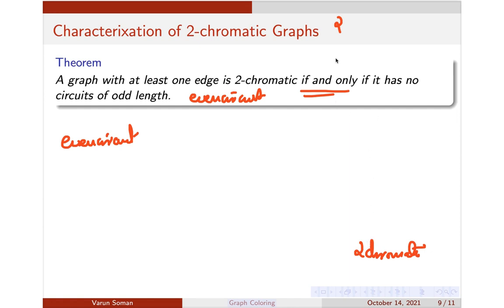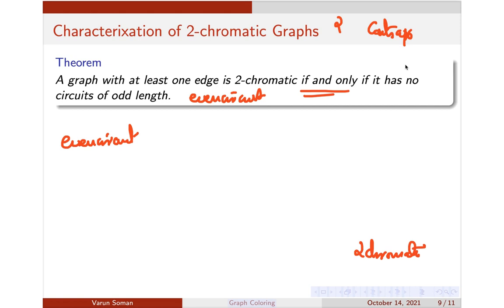And the reverse way, that is, a graph with at least one edge is two chromatic, then it has no circuits of odd length. That also will prove it. We'll actually prove it using the contrapositive method. That is, I'll assume that it has a circuit of odd length, then I will show that it is not two chromatic. So this is an if and only if condition. So you have to prove it in two ways.